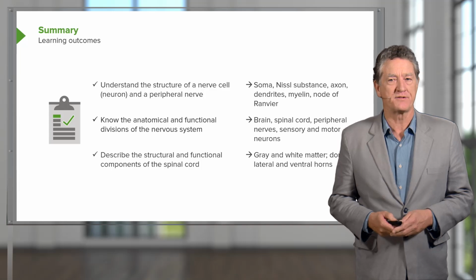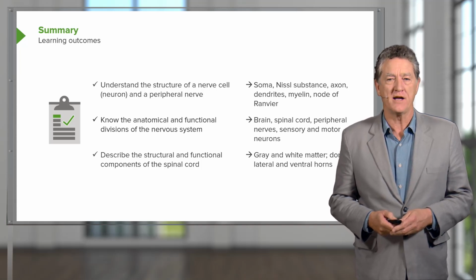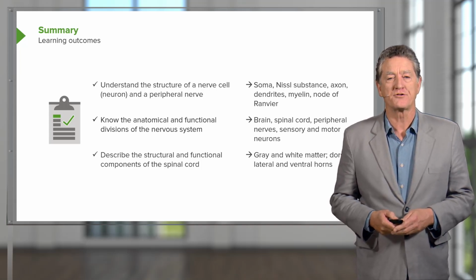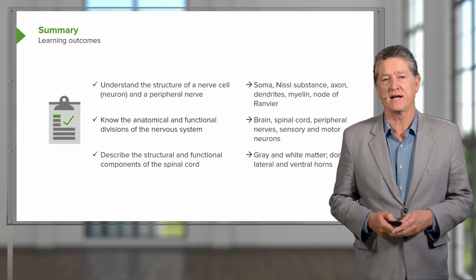You should also understand the divisions of the nervous system, both anatomically and functionally. And finally, you should know the structure of the spinal cord and the different functional components that are within that spinal cord, because that's going to be the subject of a later lecture.